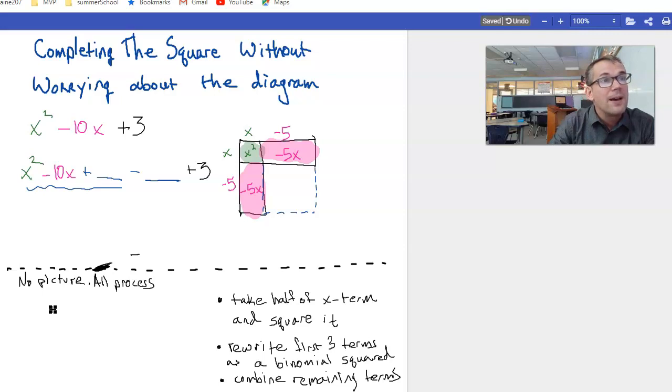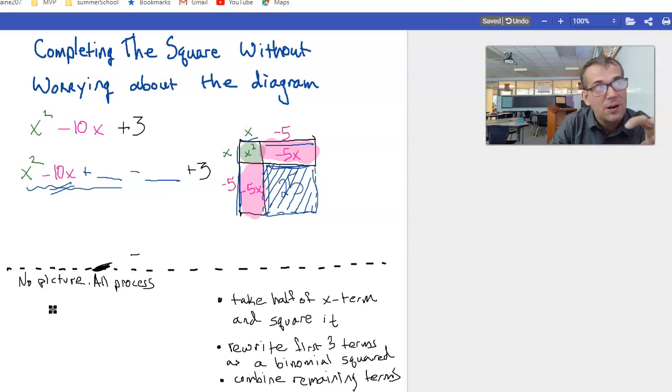So if I think about that area model, we know that the x squared accounts for this x and this x. And we know that this negative 10x has to be broken into equal pieces. So I'm going to always take half of that value. Half of 10 is 5. And now because I'm forced to use a 5, this portion of the square that we haven't gotten yet is forced to be a specific number. If this has to be negative 5, and this has to be negative 5, then of course this square is negative 5 by negative 5. This completed square has to be 25.